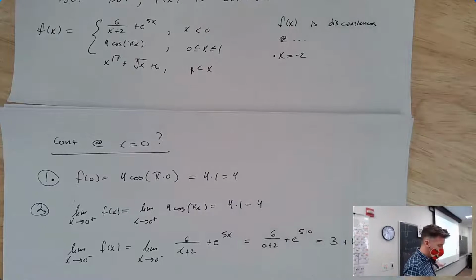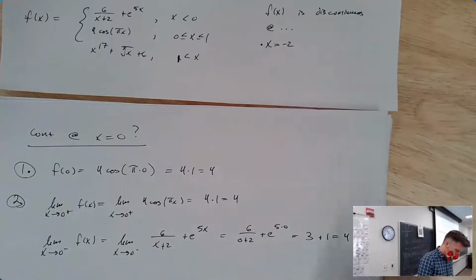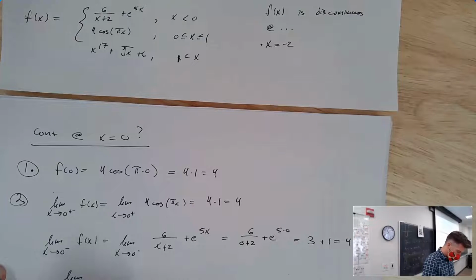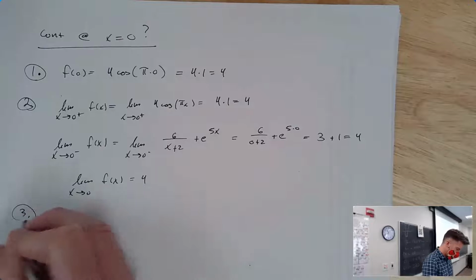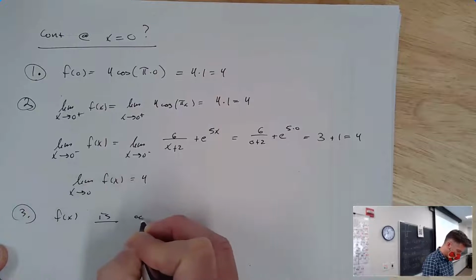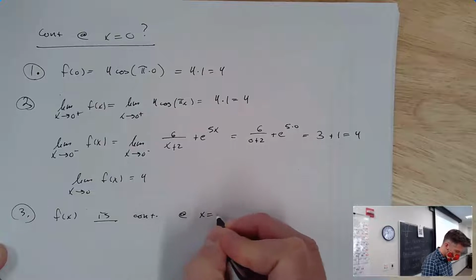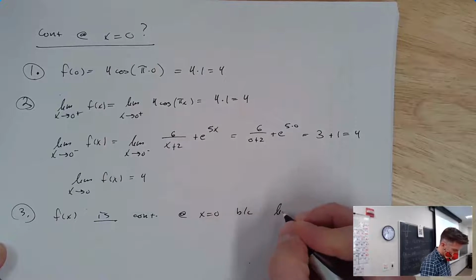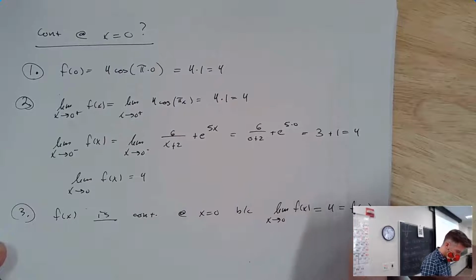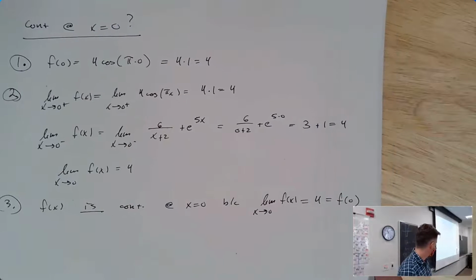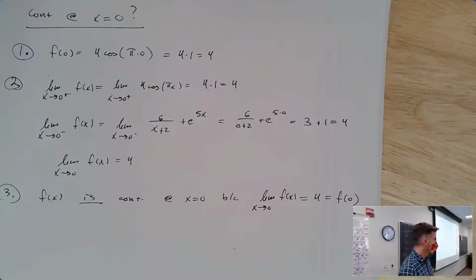Great, the limit exists. The left-hand side and the right-hand side are the same. So the limit as x approaches 0 of f of x is 4. And then I usually like to write something at the end like, f of x is continuous at x equal to 0 because the limit as x approaches 0 is equal to f of 0. So the function is continuous at 0, because the limit exists, the function exists, and they're equal to each other.